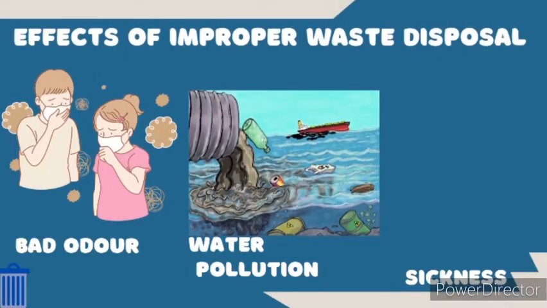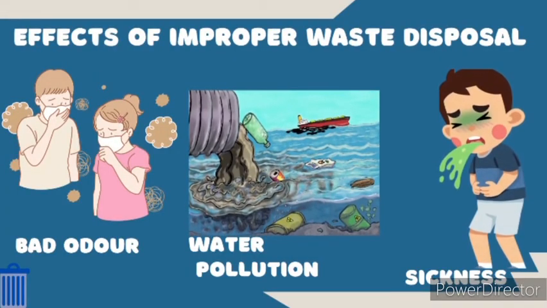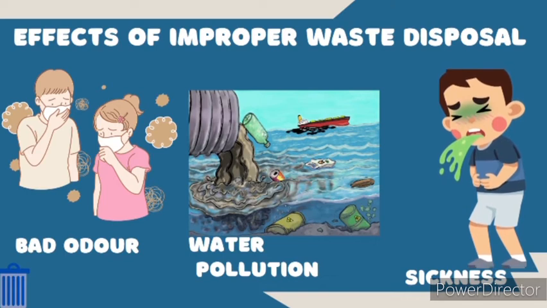We have different effects of improper waste disposal. What will be the results of improperly disposing your wastes? We have bad odor. It can cause pollution and bad odor, and this can cause discomfort to people. Then we have water pollution. When sewage is poured into water, it causes water pollution.